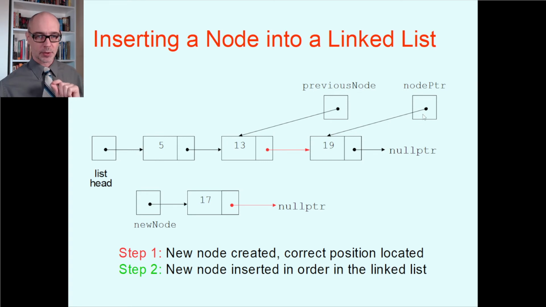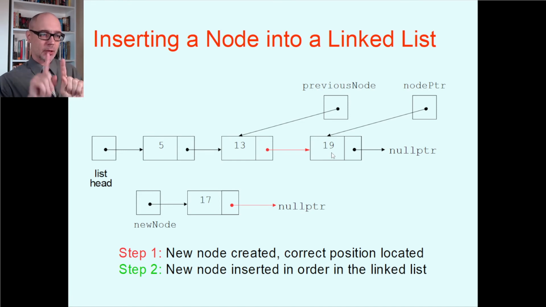This node pointer that's controlling your while loop here, it's asking the question, have I found a value greater than what I'm inserting? So first of all, it looked at the 5. It said, is that greater than my 17? Well, no. So go on to the next node. 13, is that greater than what I'm inserting? Well, no. So went on to the 19, is that greater than what I'm inserting? Well, yes. So apparently this is the thing right after what I'm inserting.